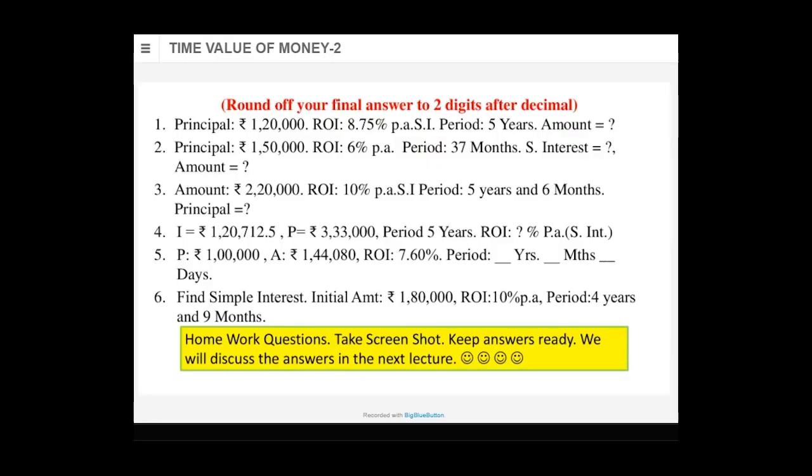Next lecture, I want the answer of this 6. For the 5th question, I want the answer as I said, round off your final answer to 2 digits after the decimal point. If the answer has a decimal, 2 digits after the decimal point. In the 5th one, I want the period in so many years, so many months, and so many days. If there are no days, we'll say 0 days. If there are no months, we'll say 0 months.